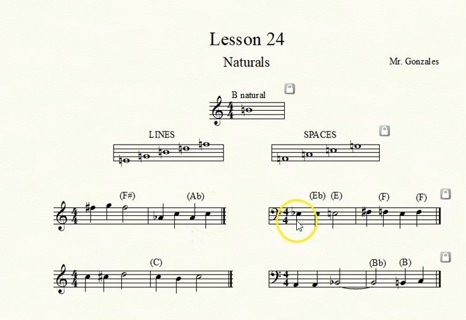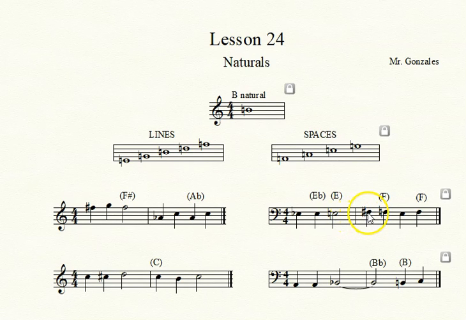Over here, we see an E flat, and because of this flat accidental, this will also be E flat. Now we see a natural sign. So this natural sign cancels out that flat sign. So we go from 2 E flats to 1 E natural.